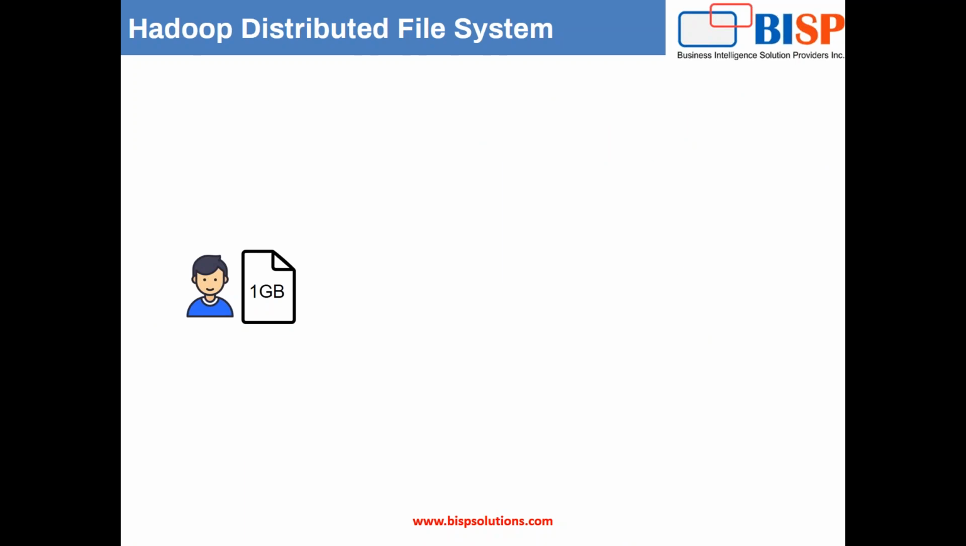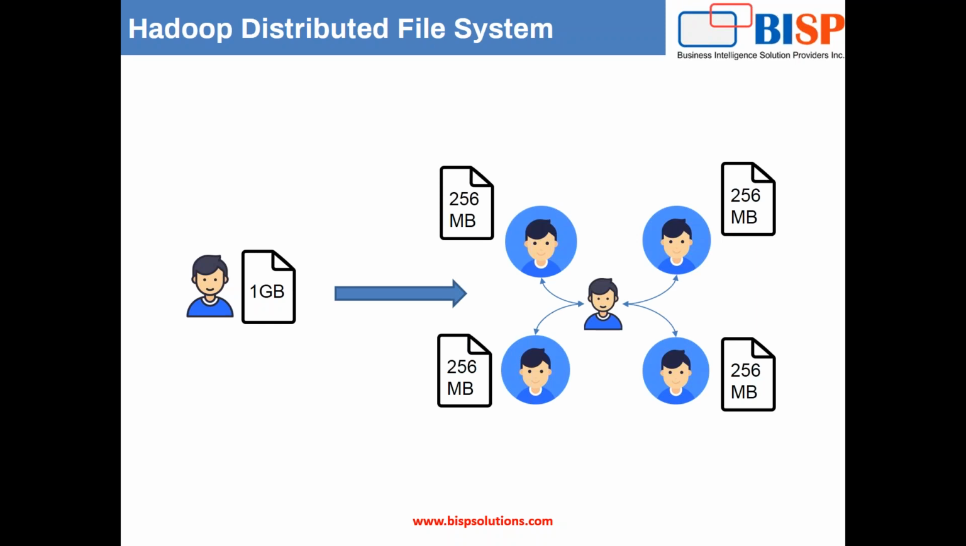So let's see how we are going to store the data on an HDFS, Hadoop distributed file system. Okay, let's say that I have a file which is 1 GB in size. When you're storing it on the HDFS, what we do is we split it into blocks. We split it into any number of blocks. In this example, I have 4 friends. So I split it into 4 blocks and I give it to them for storage.